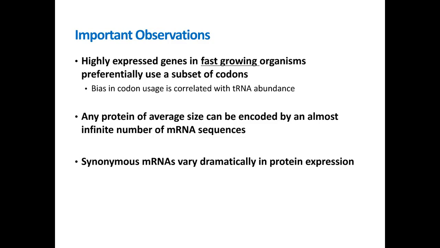Another important observation is that because the genetic code is degenerate, almost all proteins can be encoded by an almost infinite number of mRNA sequences. The third important observation is that if you start looking at the translation from those different sequences, they vary dramatically, right? So different synonymous mRNAs, even though they encode the same protein, will express that protein at very different levels.